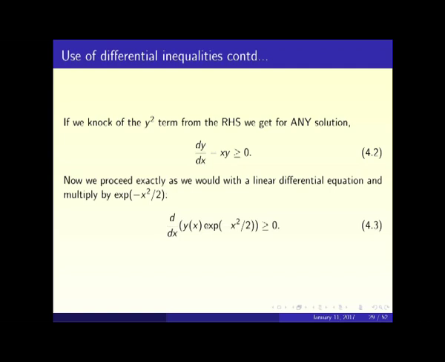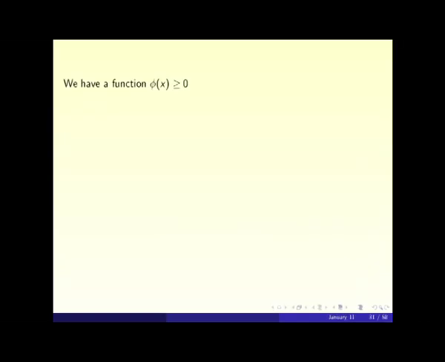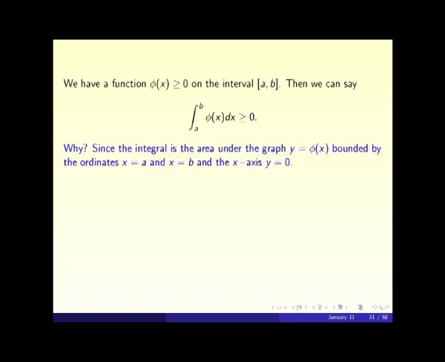You've got a function phi of x which is always non-negative on an interval AB. Then we can say the integral of phi of x dx from a to b is surely non-negative. You will agree with me on that. Why? Because what is the integral? The integral is the area under the graph y equal to phi of x between x equal to a, x equal to b and y equal to 0.